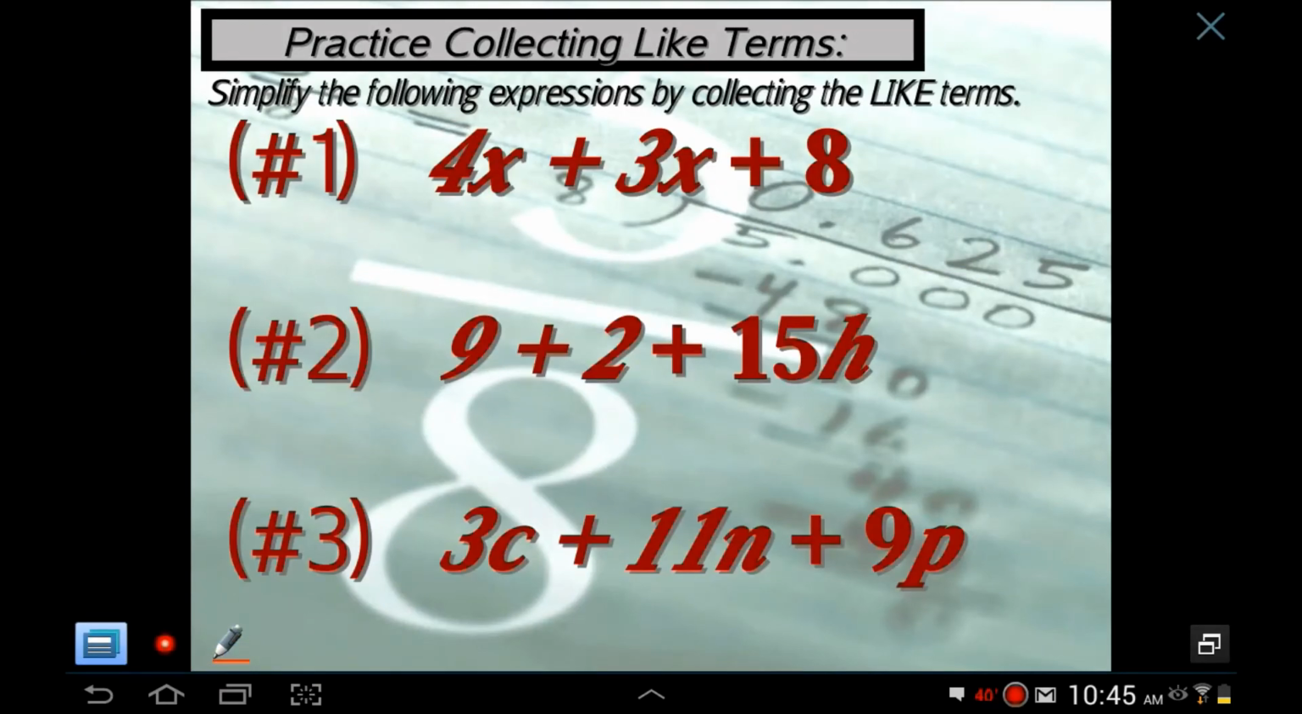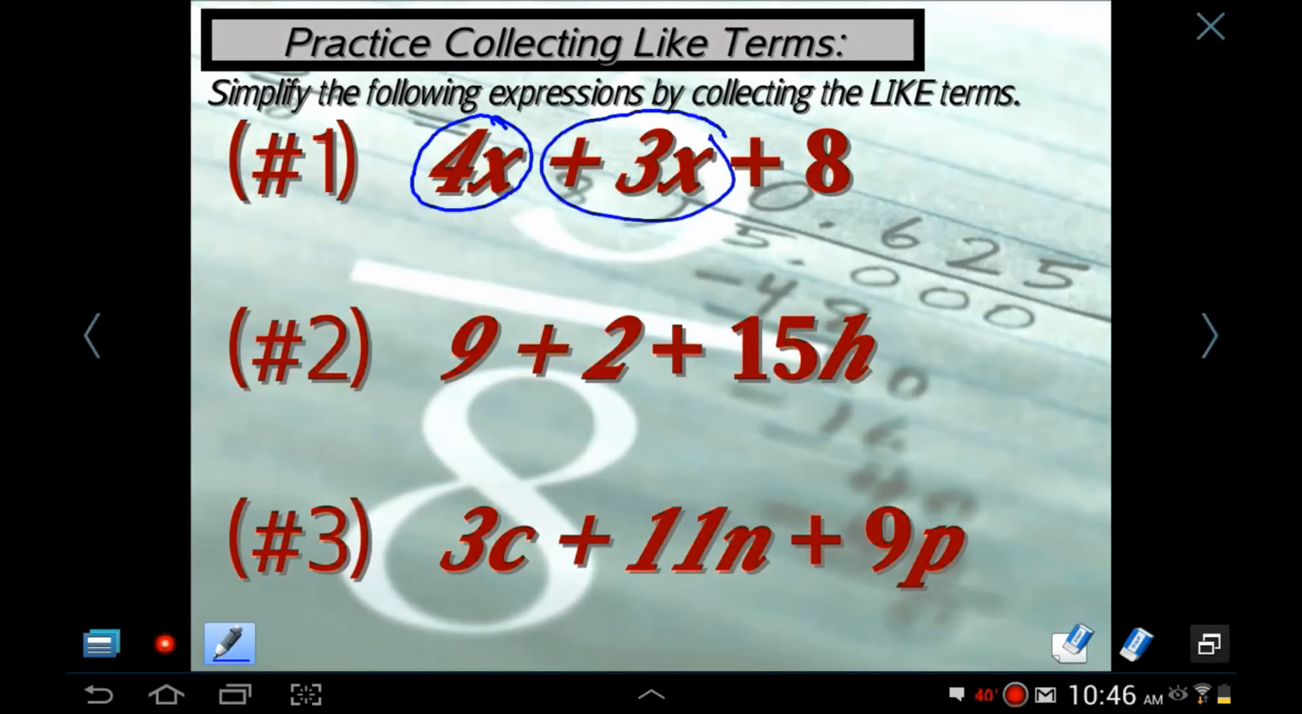Okay, so let's go ahead and practice some of these collecting like terms problems and just make sure we understand them. In our first example, what we have is 4x plus 3x plus 8. First thing I want to do before I start adding or subtracting anything is draw circles and diagram this a little bit, and draw circles around like terms. So the only thing I can add 4x to is another term that has an x as a variable, and that's it. So 4x and 3x are the only 2 terms in this entire expression that could be added.